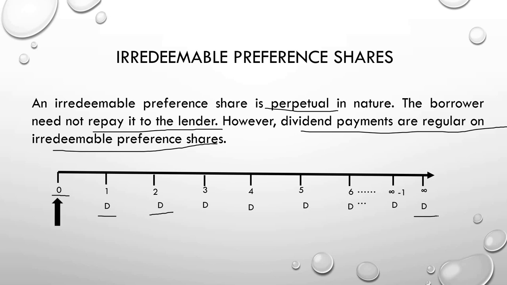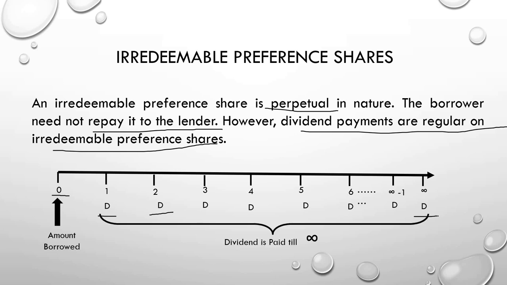So I can say that 0 will be the amount borrowed. The company is borrowing the money, and all these are the dividends paid till infinity. So if we see this form, this is your perpetuity. So that's why irredeemable preference shares are perpetual in nature.